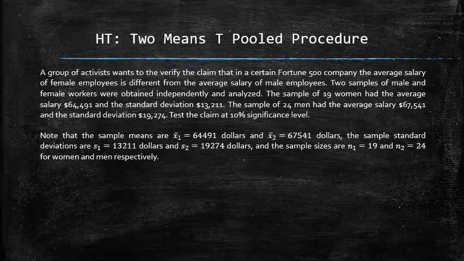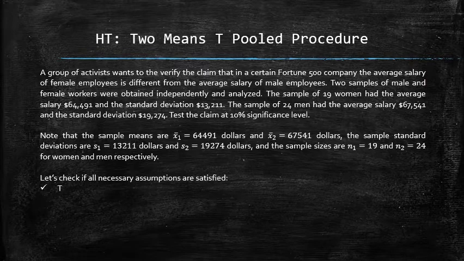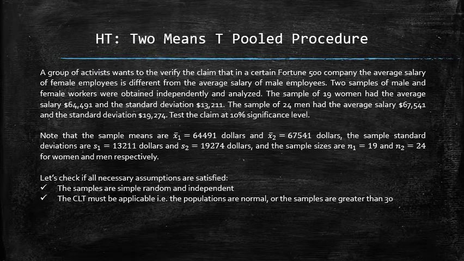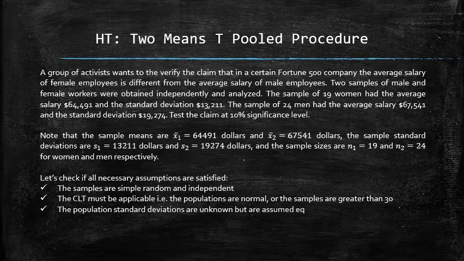Before we begin the two-mean t-pooled procedure, let's check if all necessary assumptions are satisfied. The samples must be assumed simple, random, and independent. If not, then the results of the test are invalid. The central limit theorem must be applicable. In other words, the populations are normal or the samples are greater than 30. In our case, the samples are not greater than 30, therefore we must assume that the populations are normal. Also, the population standard deviations are unknown but assumed equal.